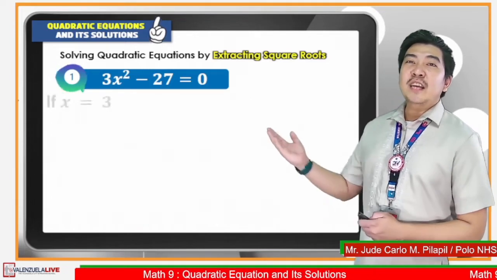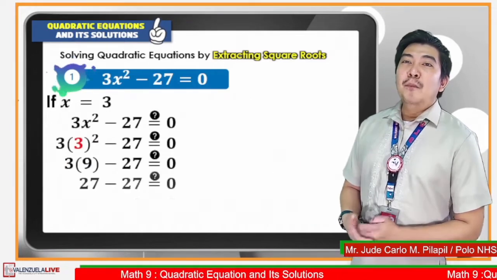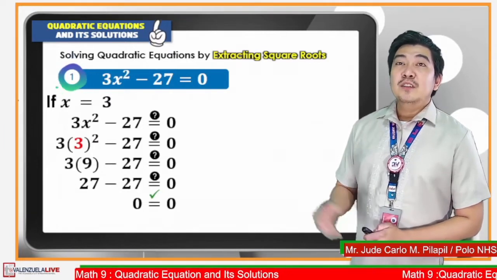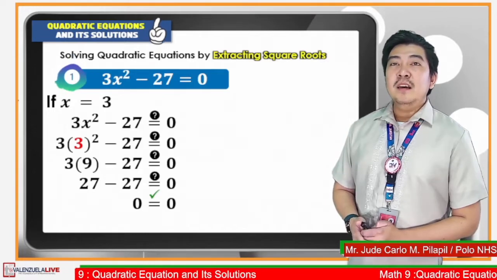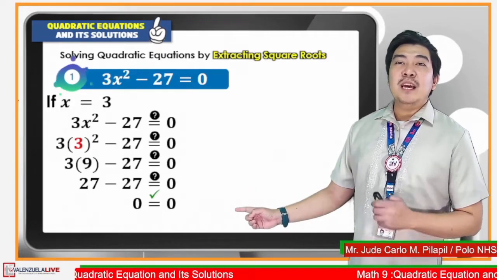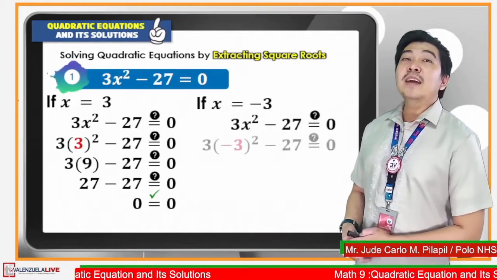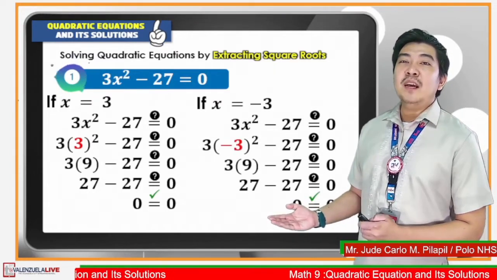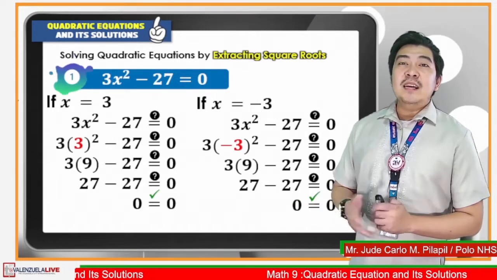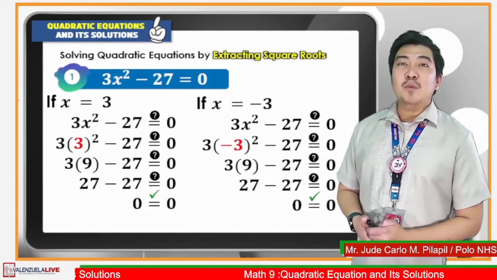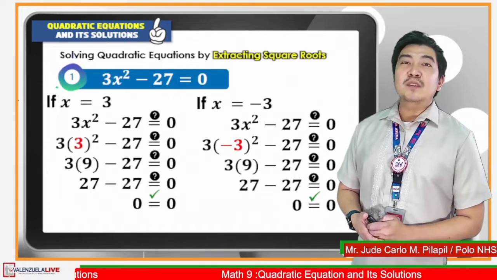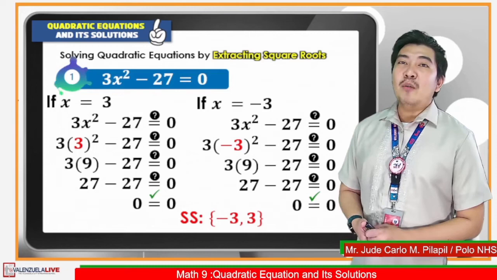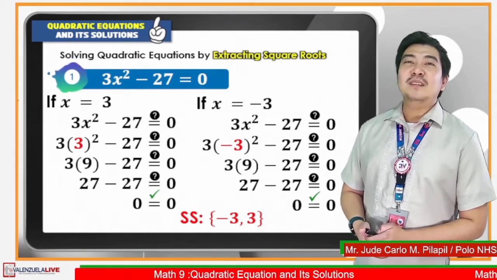So this shows the checking of the solutions. Both must satisfy the given quadratic equation upon substitution. So the first value, x is equal to 3. So it satisfies our given equation. Next, we have x is equal to negative 3. And it also satisfies our given equation. Since 3 and negative 3 both satisfy 3x squared minus 27 is equal to 0, hence, we can say that they are both solutions of our given quadratic equation.